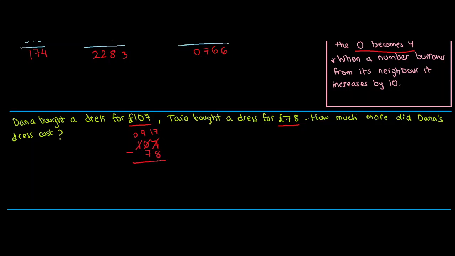17 minus 8, how much is that? It is a 9. And then 9 minus 7, that is a 2. So the difference between Dana and Tara's dress is £29. So Dana's dress cost £29 more than Tara's dress.